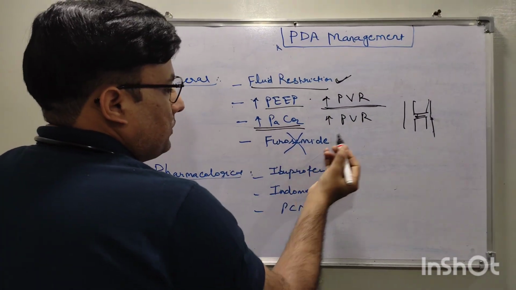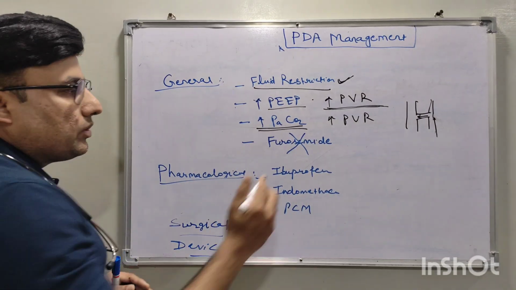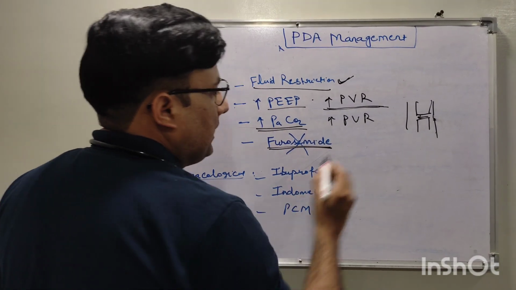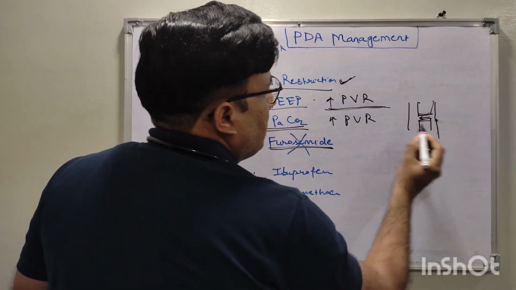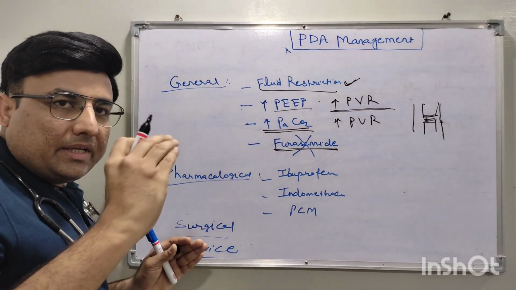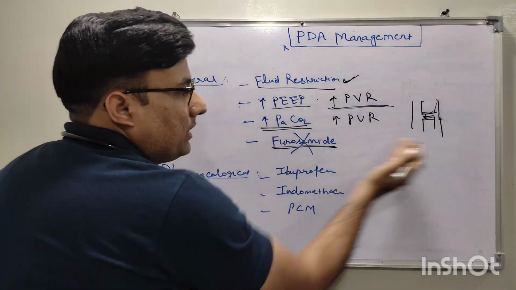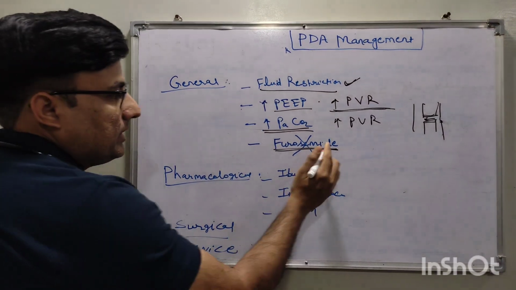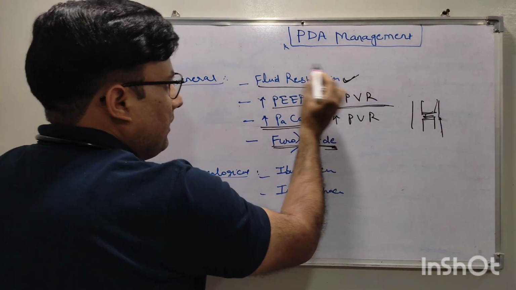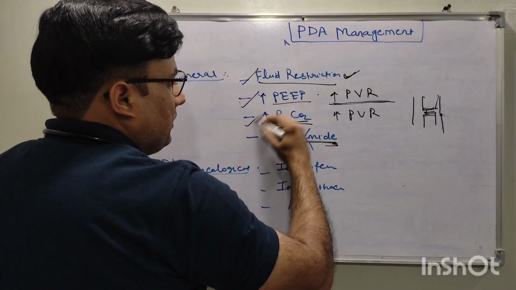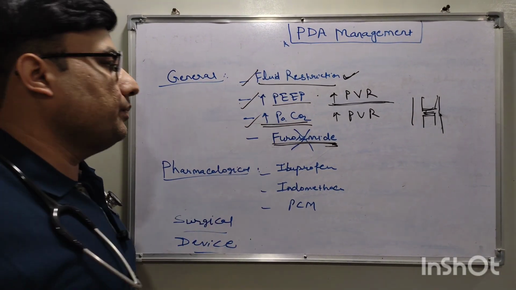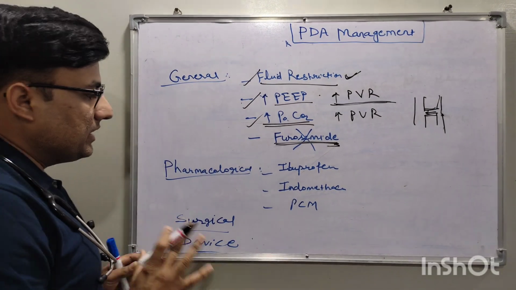Next, previously we used to give furosemide or diuretics, that is not recommended, because furosemide can dilate the PDA and can increase the diameter of the PDA, that will worsen the PDA and increase the left to right shunt. That's why furosemide is not recommended. Fluid restriction, increased PWP and increased PCO2 we can use in general management.